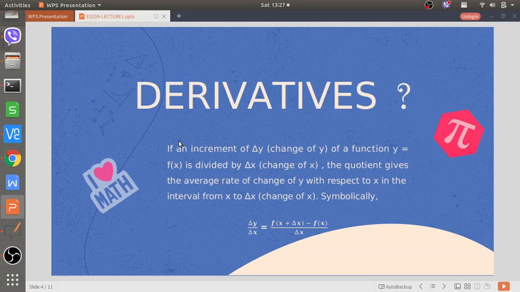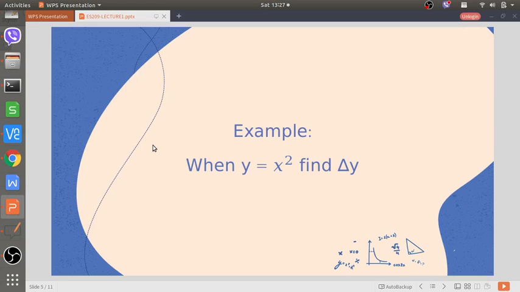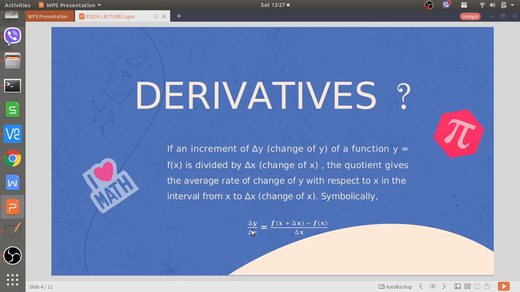So, unsa man pud ng derivatives? So, derivatives, if an increment of change of y of a function, which is y is equals to f of x, is divided by change of x, the quotient gives the average rate of change of y with respect to x in the interval from x to change of x, which is symbolically mo niyang formula. So, kaning definition niya mura ni pasabot niya. Change of y over change of x is just equals to f of x plus change of x minus f of x over change of x.